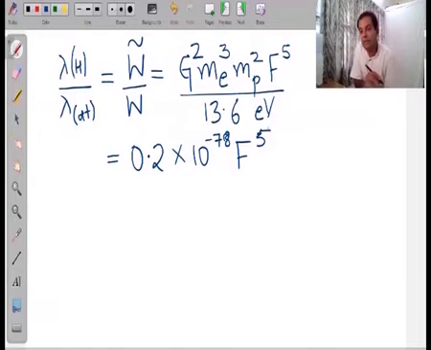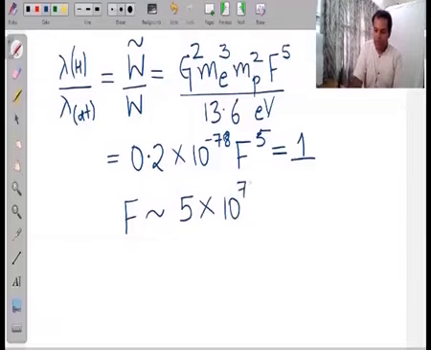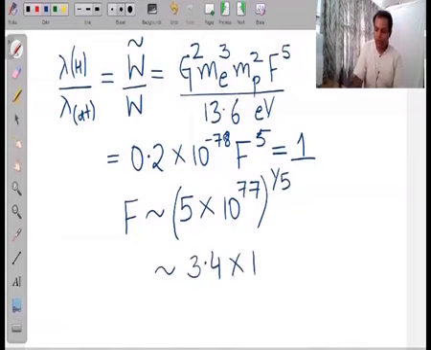But then it's given that the wavelength of the transitions are actually the same, that even the system where the fundamental particles had no charge and they only interacted with gravitation, they emitted the same radiation. So this is equal to 1. And from here it follows that F is 5 times 10 to the 77 raised to power 1 upon 5, or the masses are in the ratio of 3.4 into 10 to the power 15, which completes the problem.